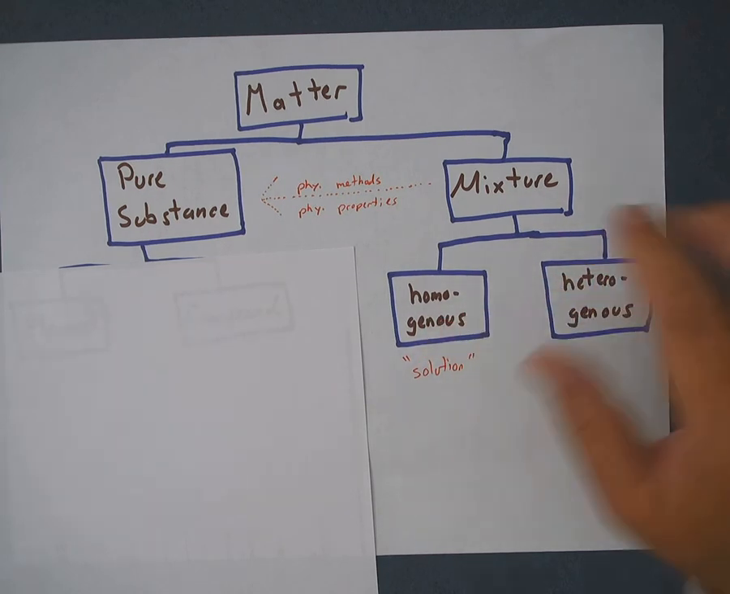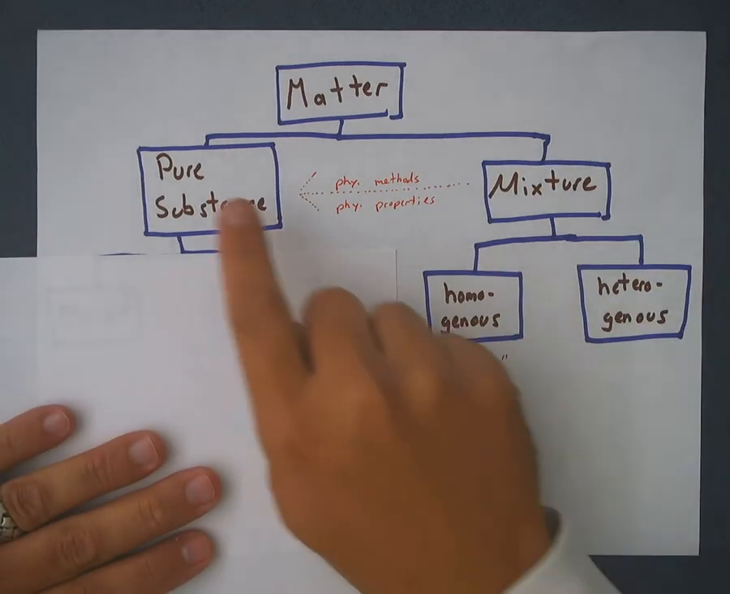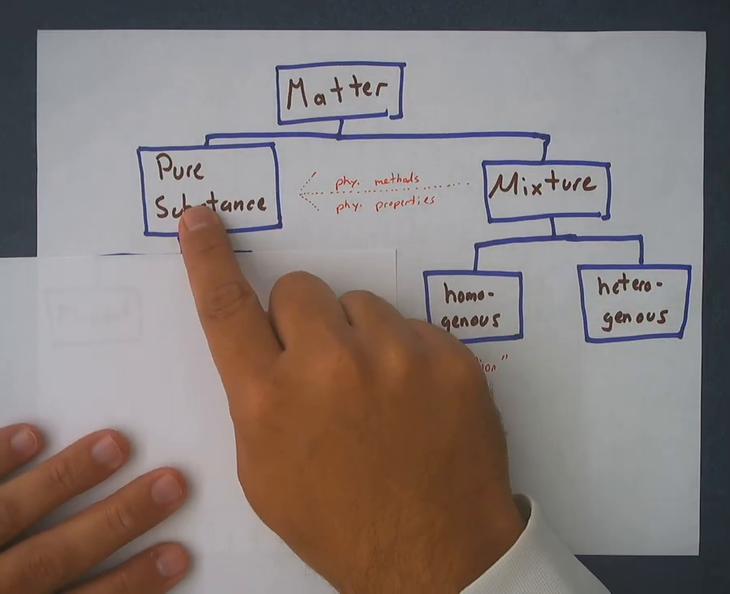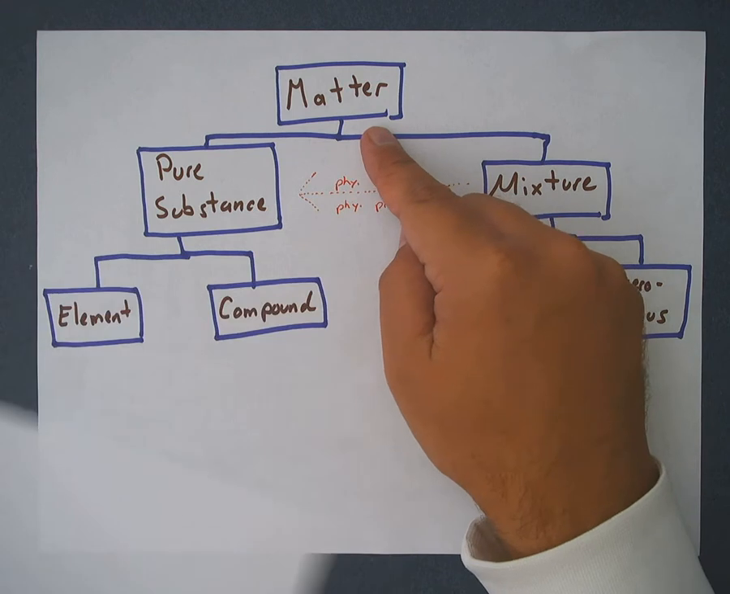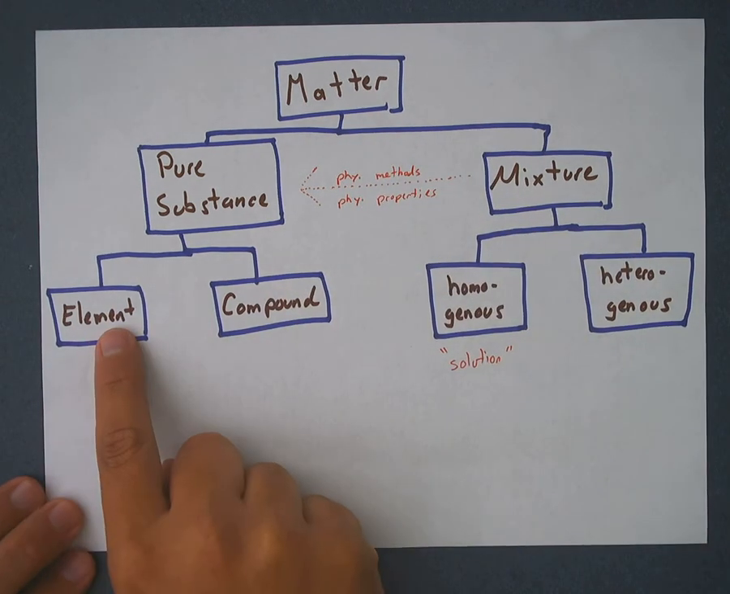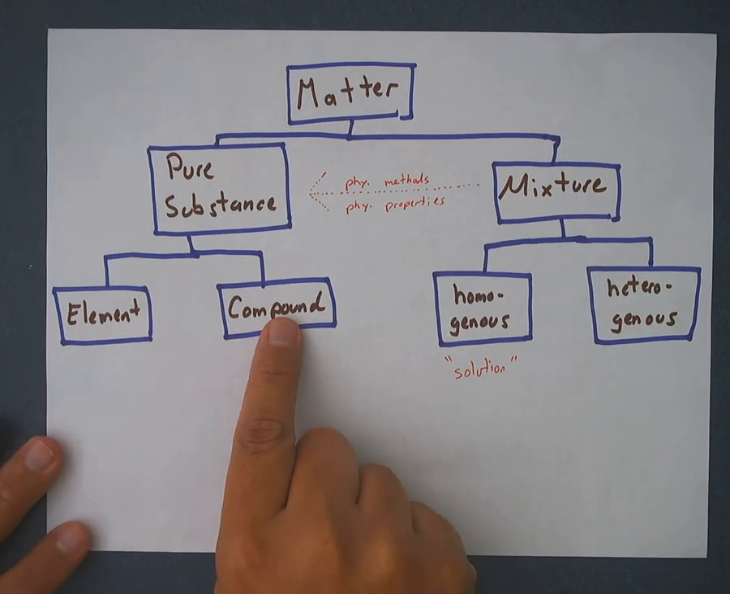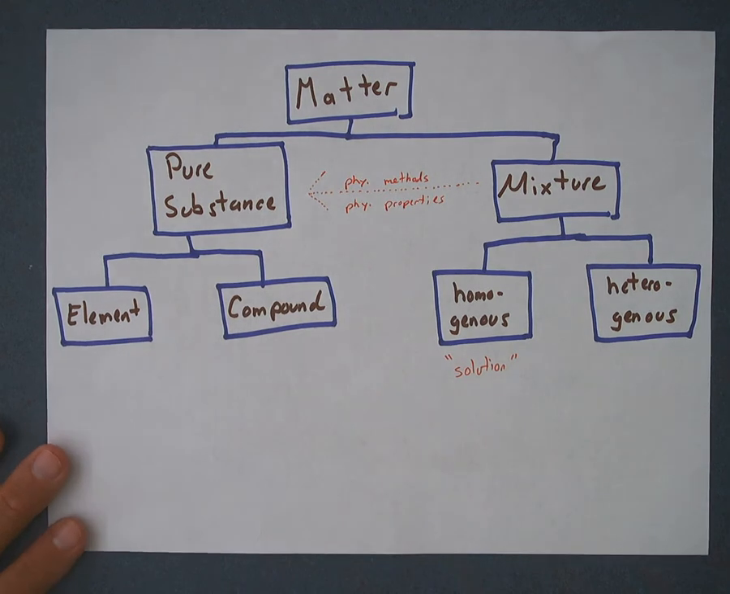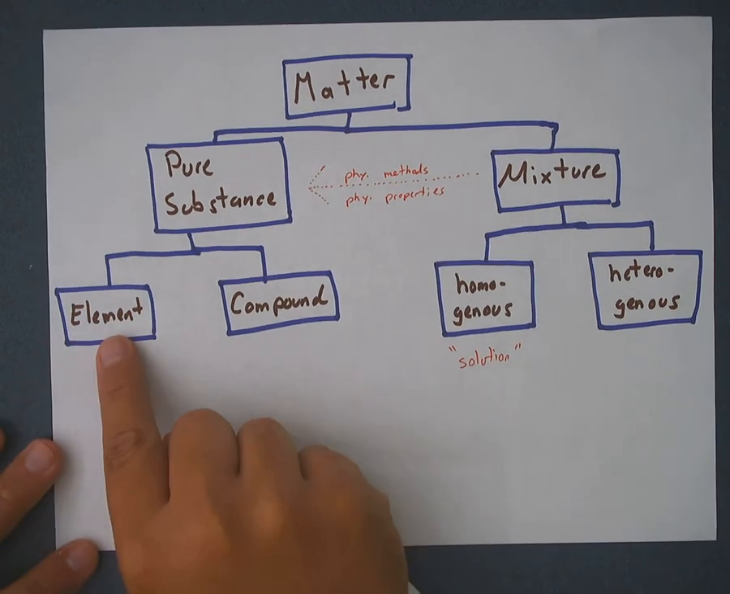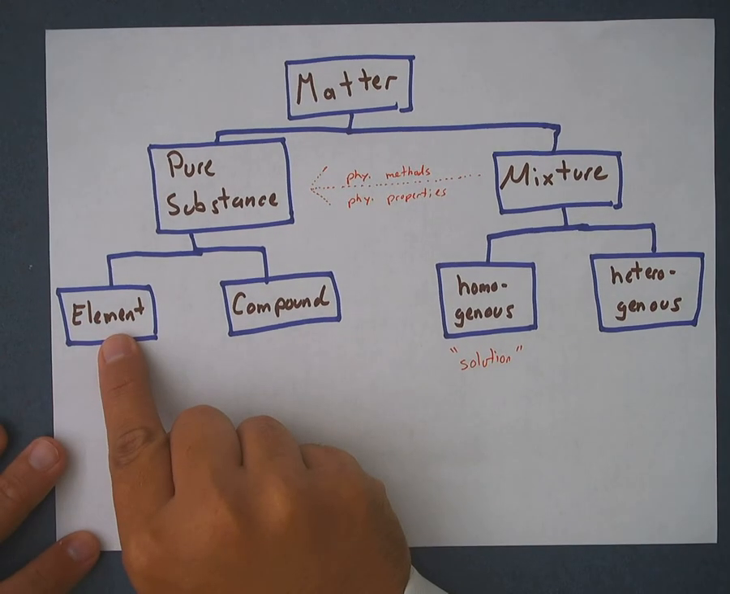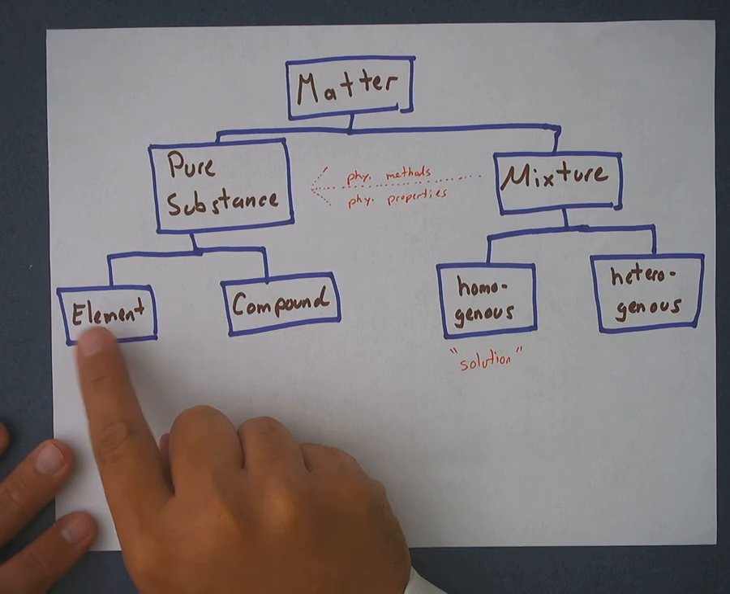Okay. The last part of our lesson, our notes, is a pure substance. And a pure substance can be broken down into two answers. We have elements as one part and compounds. So elements are, write this definition down, elements are the simplest form of matter. They're like the basic building blocks of matter.